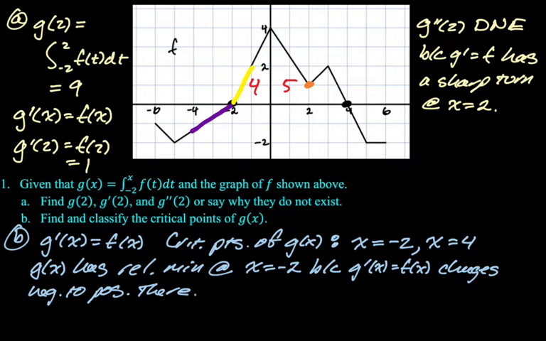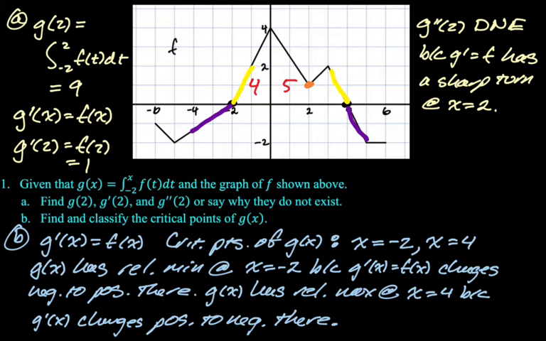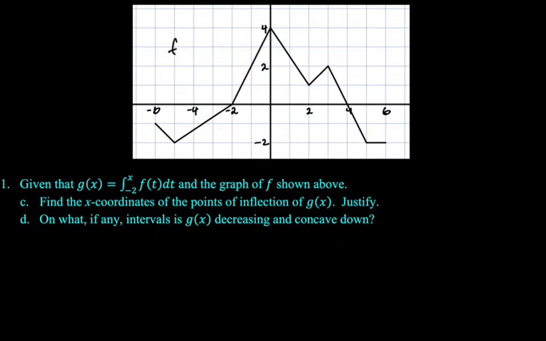And then at x equals 4, f is going from positive to negative, which means g prime is going from positive to negative. So g goes increasing, decreasing. That's a relative maximum. So let's write that. g of x has a relative maximum at x equals 4 because g prime changes from positive to negative there. And that's all you need to do. That's a good, common question. Hopefully you're familiar and comfortable with it.